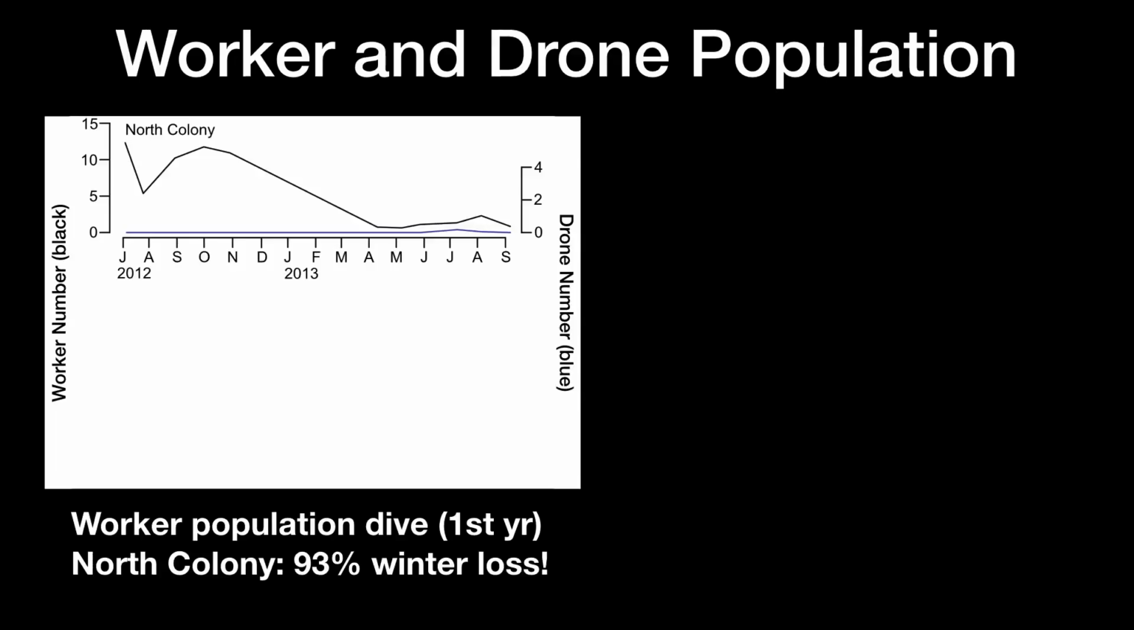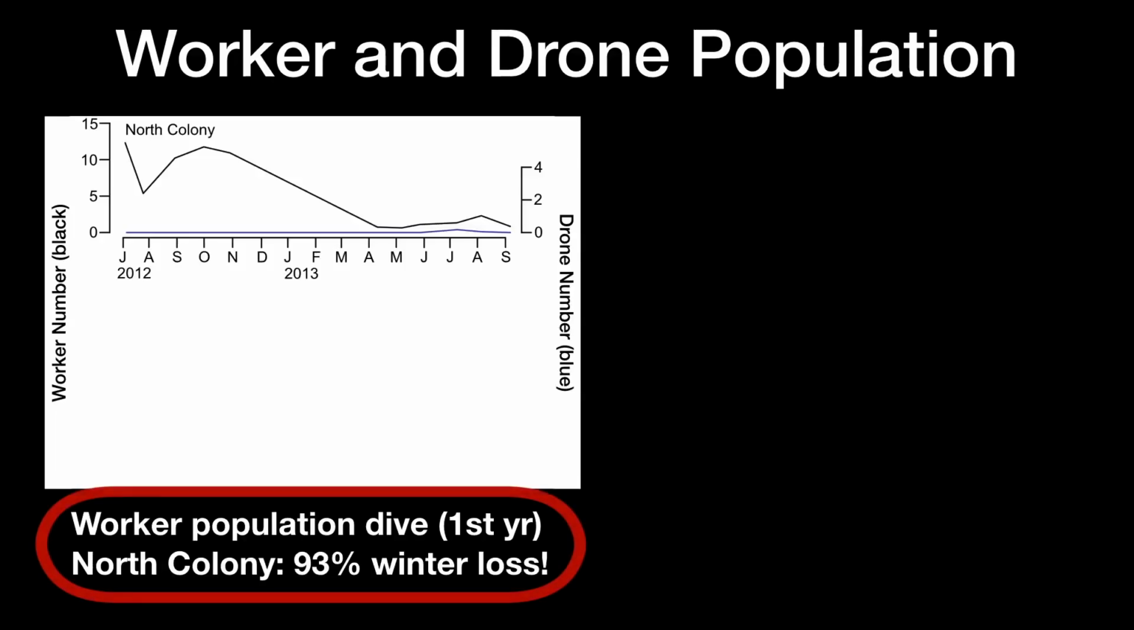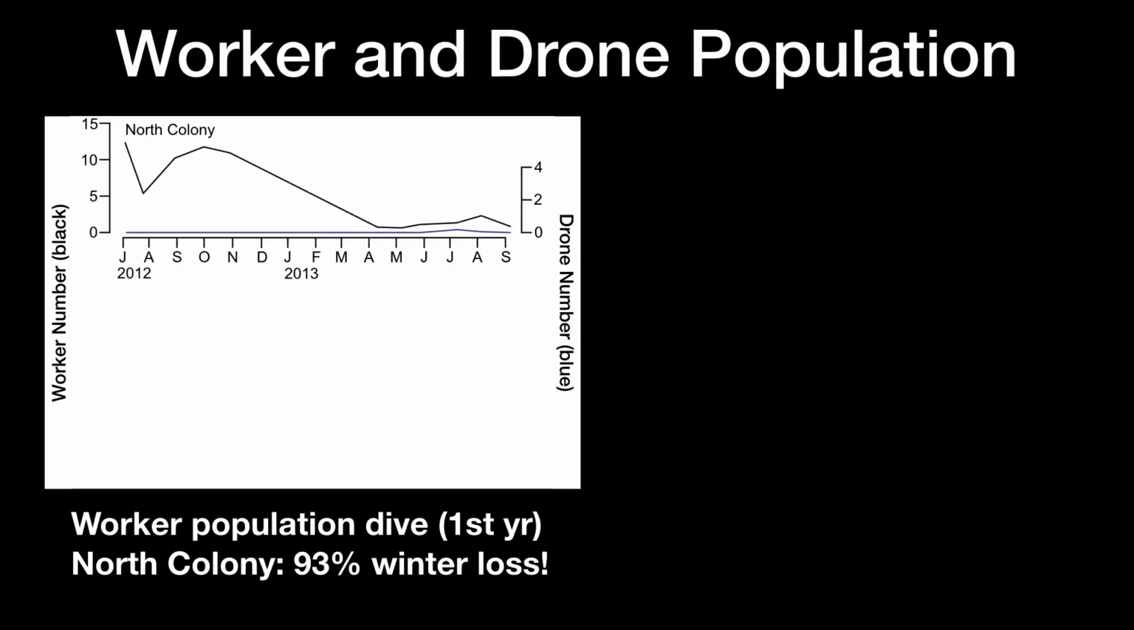But what you might notice in this colony is that it did really, really well at increasing the number of workers in that first year. But then, gosh, over that winter, they took a real hard wallop. This colony actually lost 93% of its workers in that first winter. So, I mean, this was a huge number. And you can see over here, February, March, April, May, they're at a tiny, tiny number of workers.